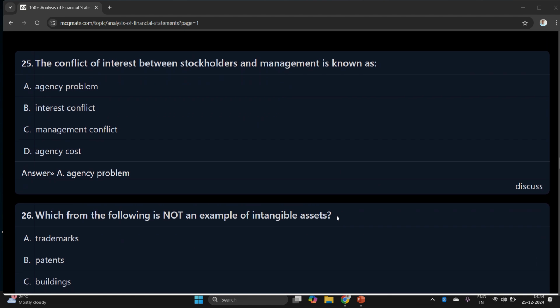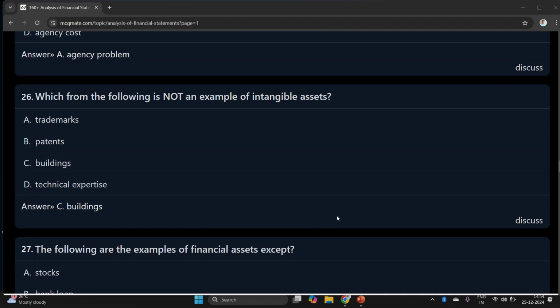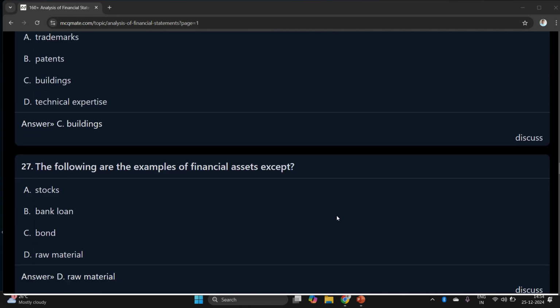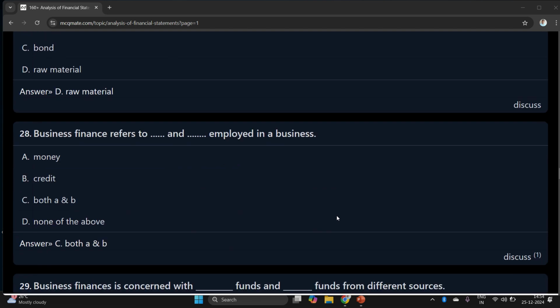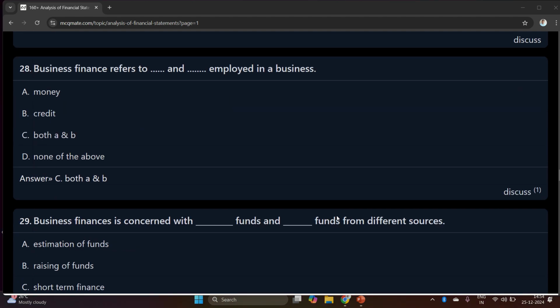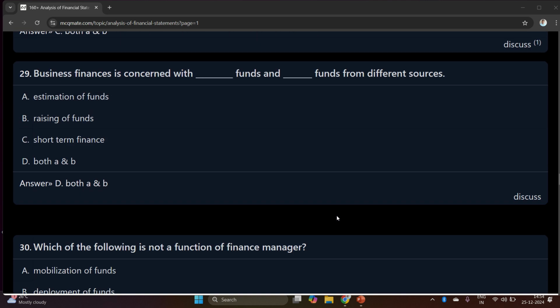Which of the following is not an example of intangible assets? Building. The following are items of financial assets except raw material. Business finance refers to money and credit employed in a business. Business finance is concerned with the estimation of funds and raising of funds from different sources.